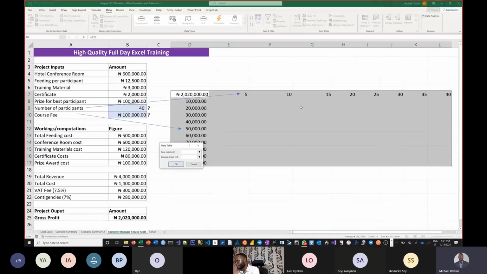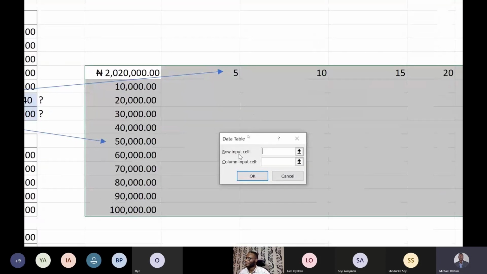So once I go there, a small window comes up. Why I say small is you'll be surprised, like, why is he asking me just these two things? It's because you normally do the work up front for a data table. So this tool, Data Table, helps us to do sensitivity around one or two inputs.